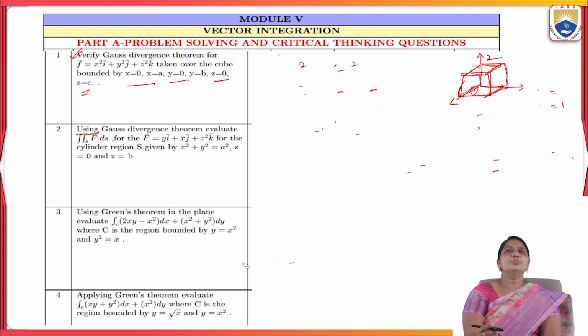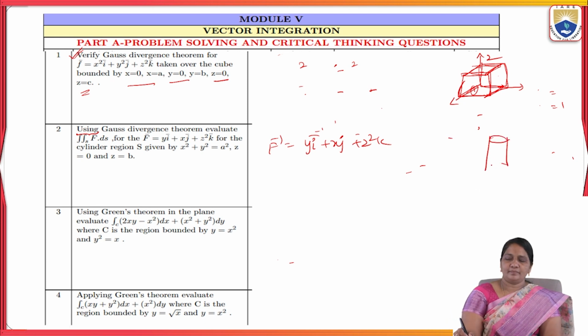See the second question. Using Gauss divergence theorem, evaluate the double integral of f ds for f bar equal to y i plus x j plus z square k for the cylinder. They give one cylinder here, and the circle is x square plus y square equal to a square, and z equal to 0 and z equal to b.